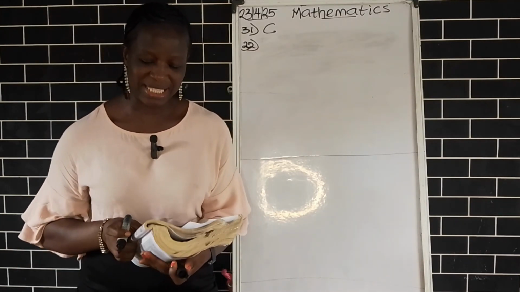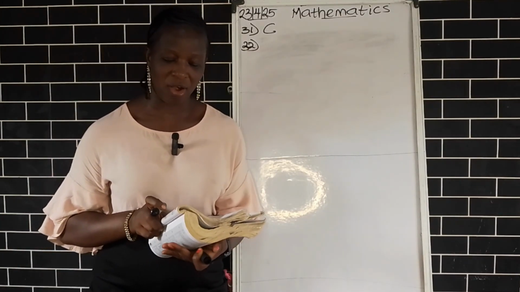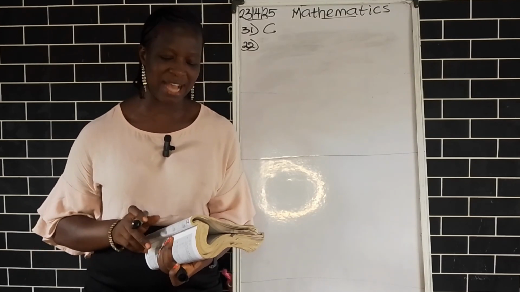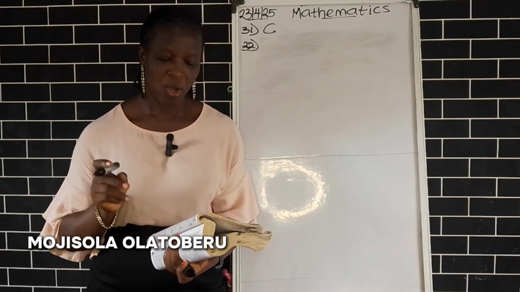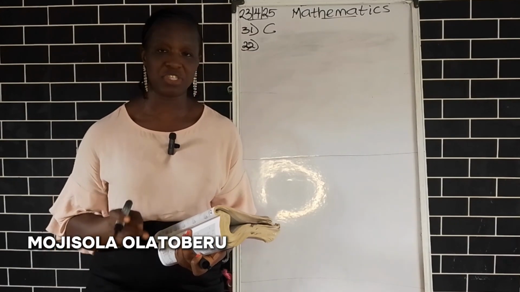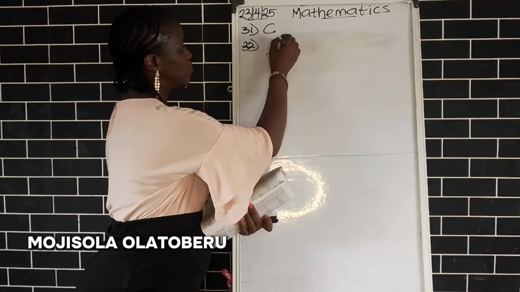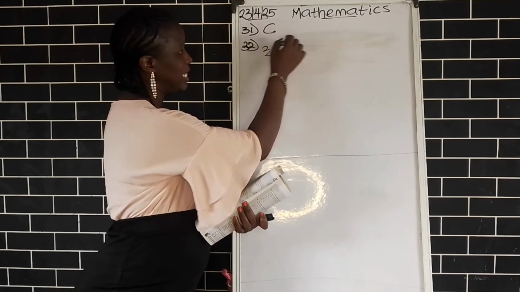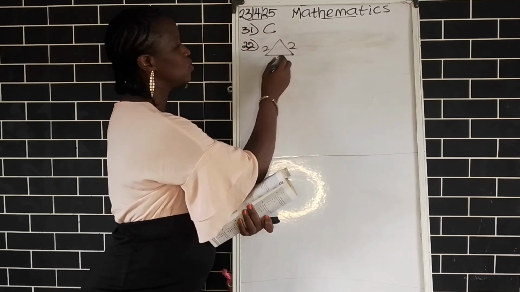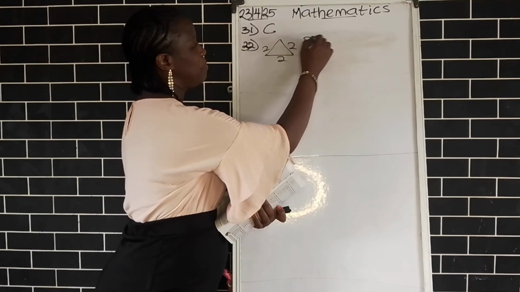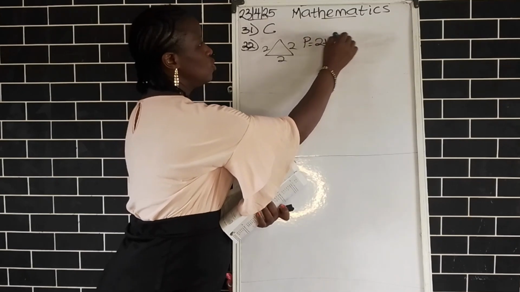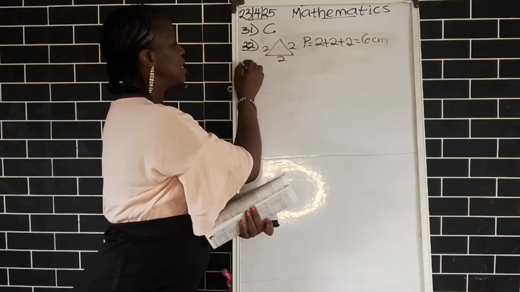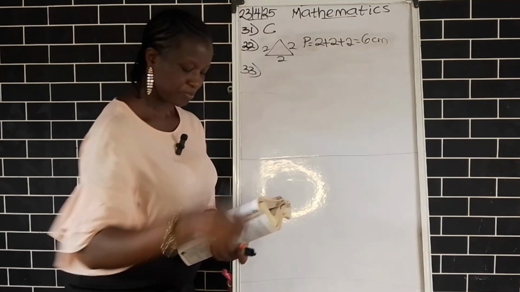Number 32 says the sides of a triangle are all the same length. If the length of one of the sides is 2 centimeters, what is the perimeter of the triangle? So let's draw a small triangle. We are told one side is 2 and they are all the same, so definitely it's going to look like this. To get the perimeter, that would be 2 plus 2 plus 2, which gives us 6 centimeters. Let's go to number 33.